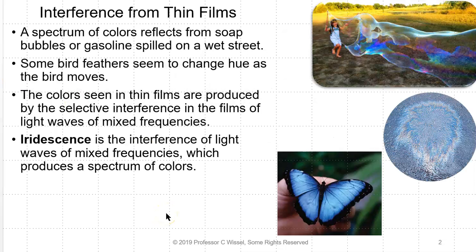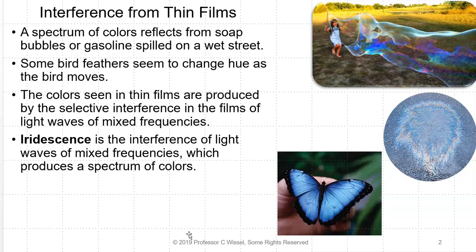Now, you've seen this phenomenon, probably didn't even know what it was. It's beautiful, actually. If you have a soap bubble, or gasoline spilled on a wet street, or the wings of various insects, you can often see a spectrum of color that reflects from these things. And some bird feathers actually seem to change hue as the bird moves, and insects do the same thing.